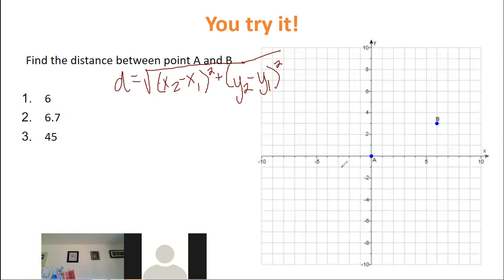So my A coordinate, what would my A coordinate be? 0, 0, good. What about my B coordinate? 6, 3, good. So I am going to put 6, 3, and 0, 0 in there.